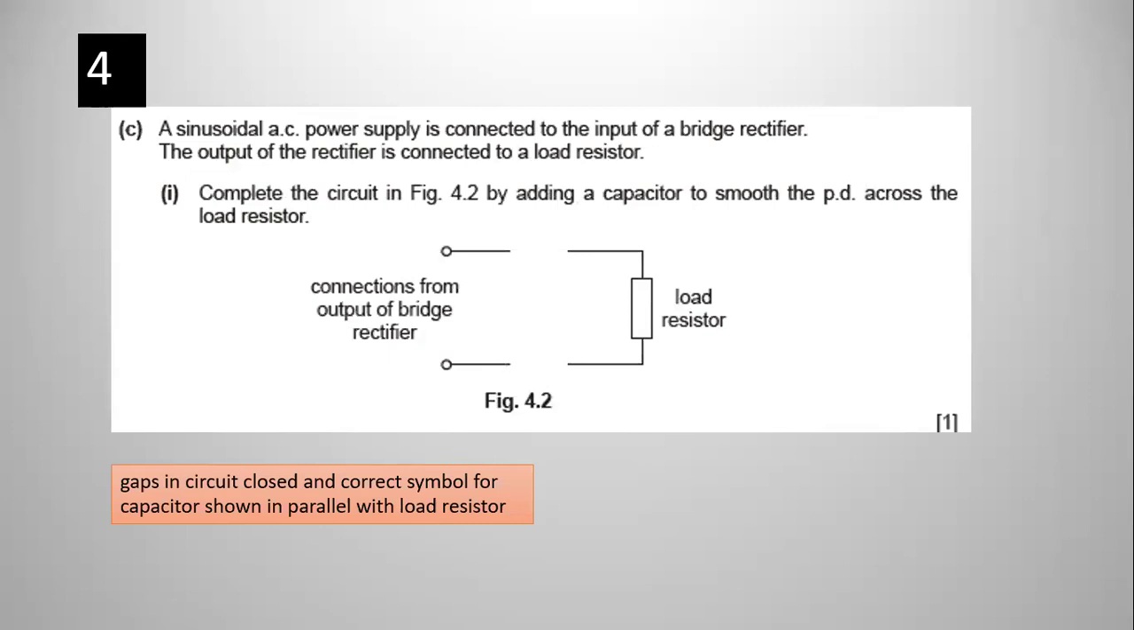A sinusoidal AC power supply is connected to the input of a bridge rectifier. The output of the rectifier is connected to the load resistor. Complete the circuit in figure 4.2 by adding a capacitor to smooth the PD across the load resistor. Right, there's the output of the bridge circuit. So you just put a capacitor here. That's all.